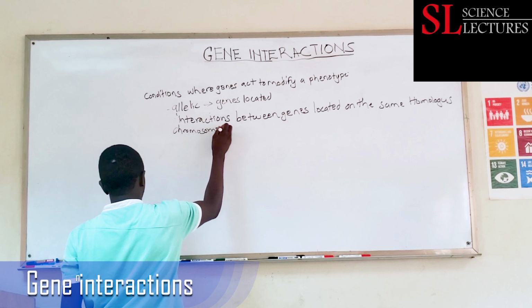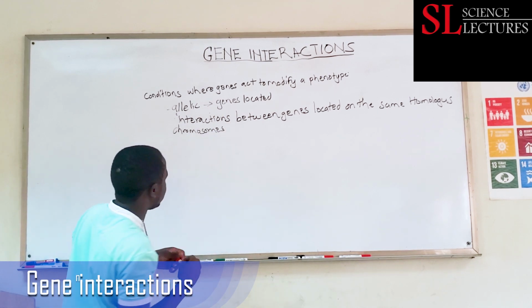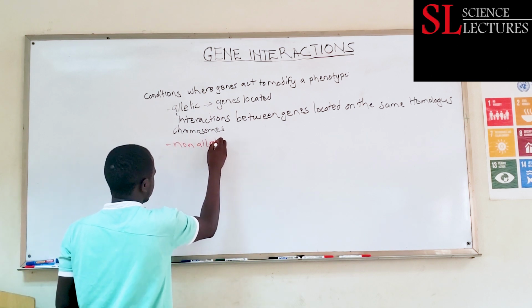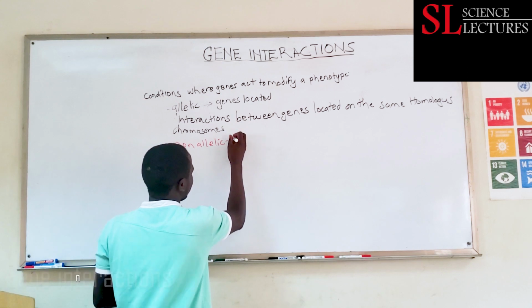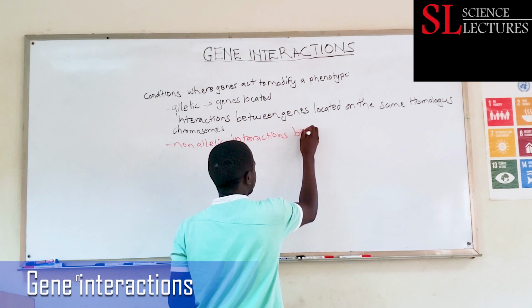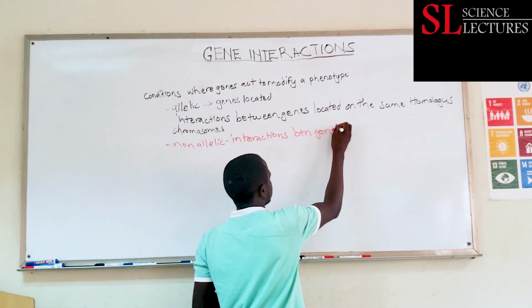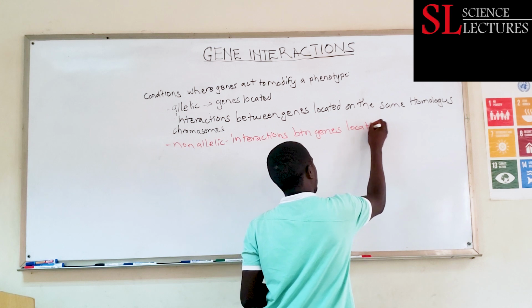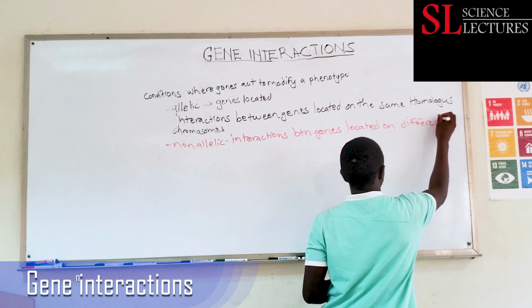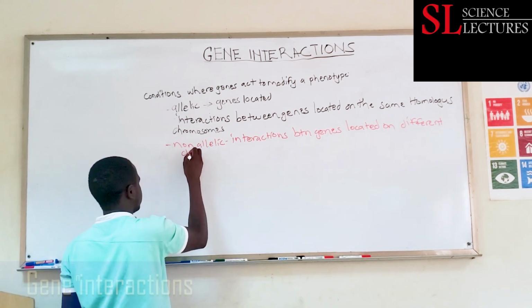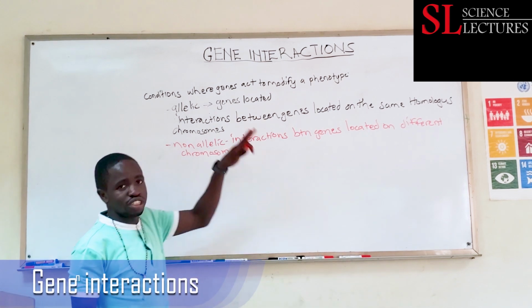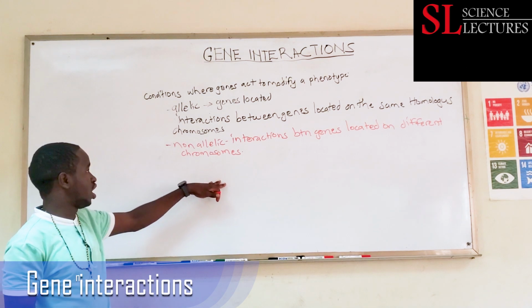Then you have already guessed what non-allelic gene interactions are. Non-allelic gene interactions are interactions between genes located on different chromosomes. So those are allelic gene interactions and non-allelic gene interactions.